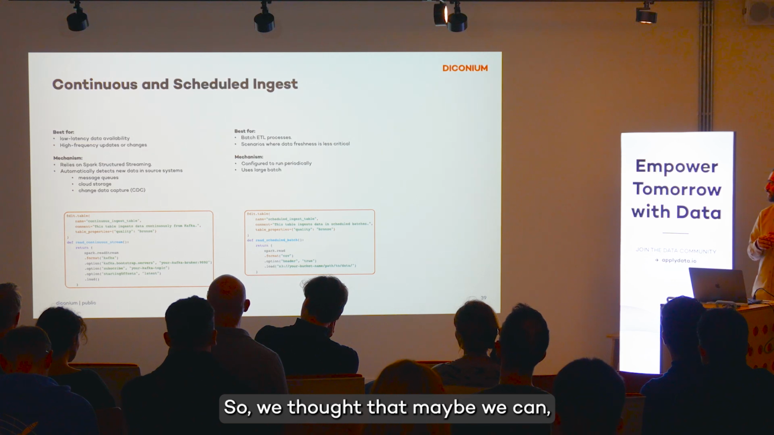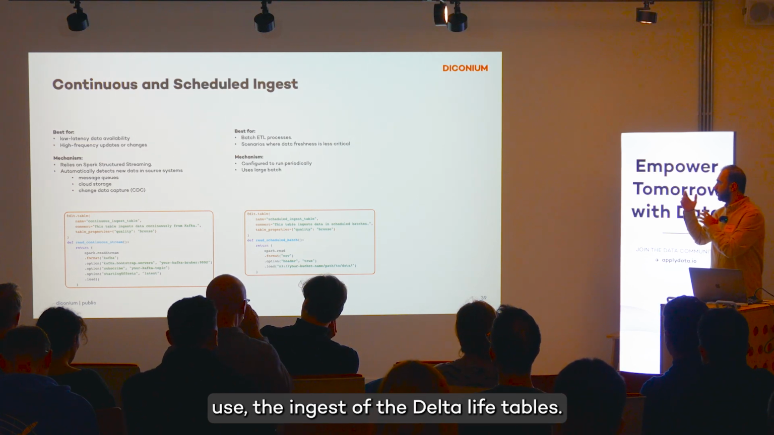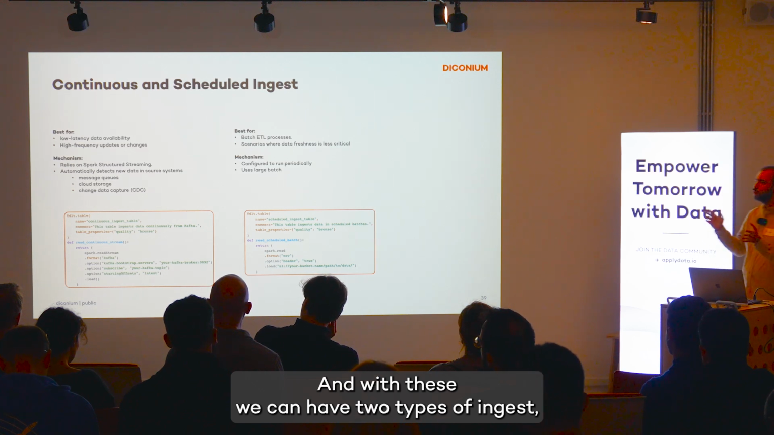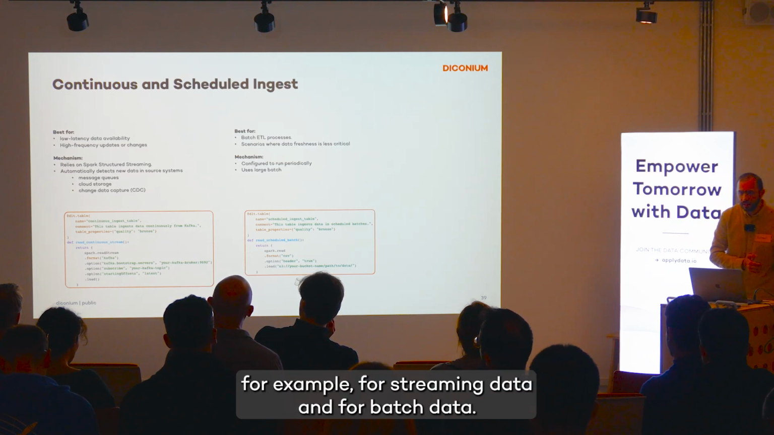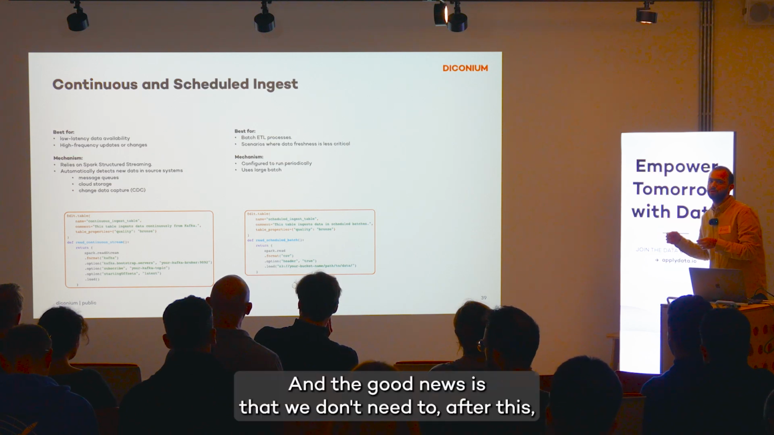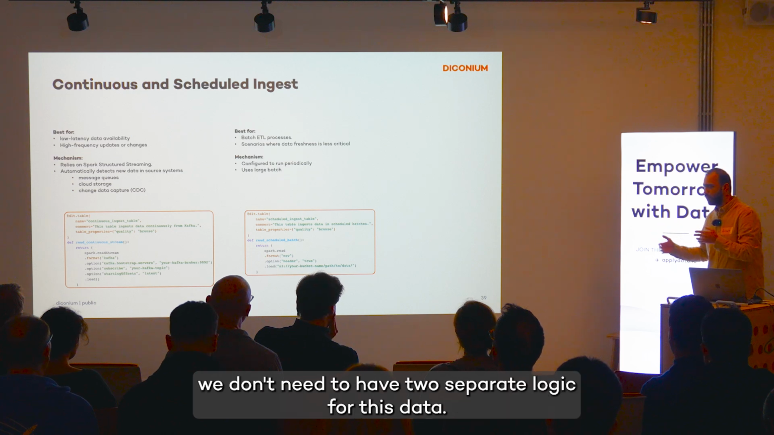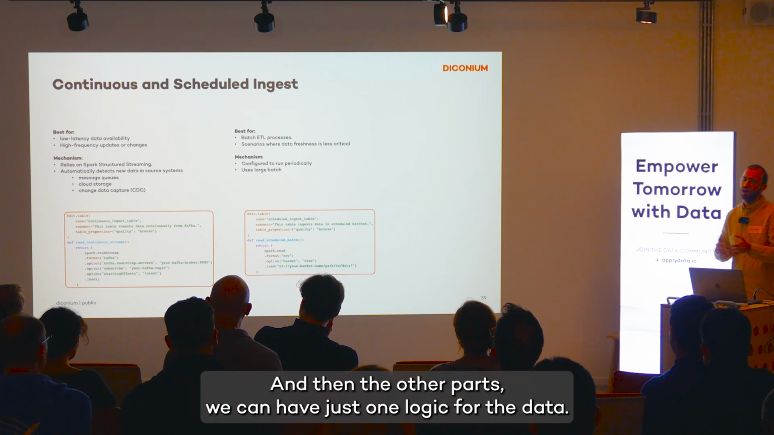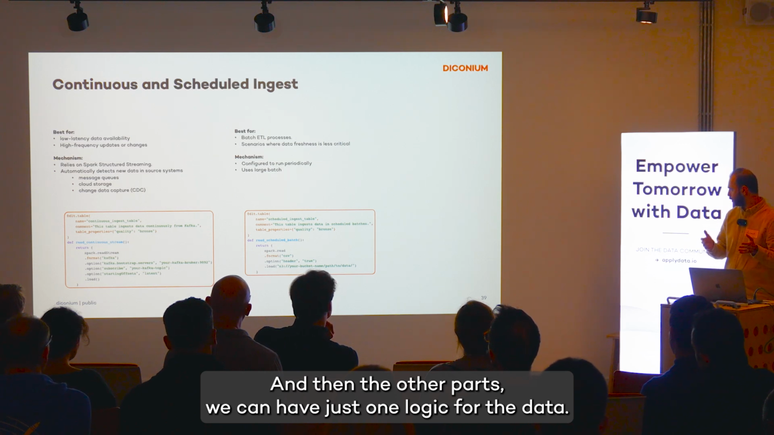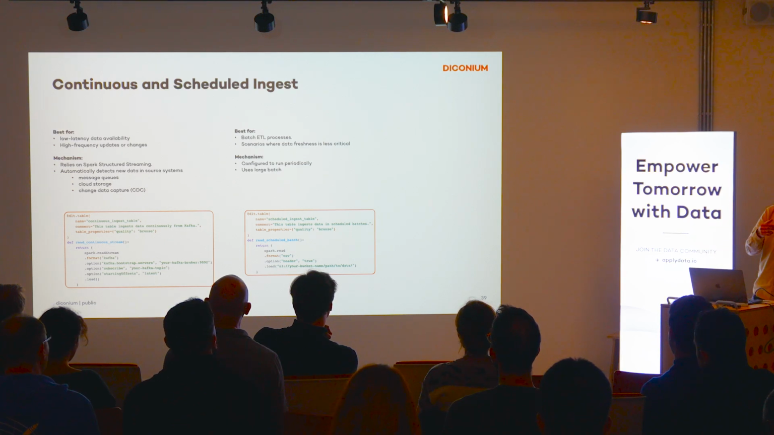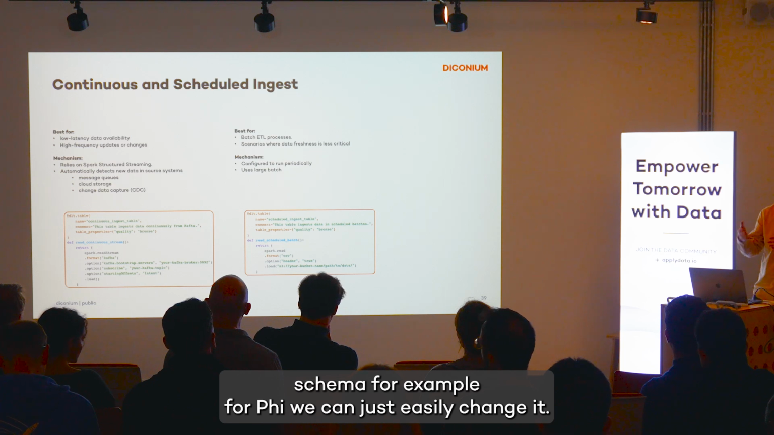So we thought that maybe we can use the ingest of Delta Live Tables. With this we can have two types of ingest, for example, for streaming data and for batch data. And the good news is that after this, we don't need to have two separate logics for this data. We can just read them, and then for the other parts we can have just one logic for the data. It also supports that if in future we need a new schema, for example, for a file, we can just easily change it.